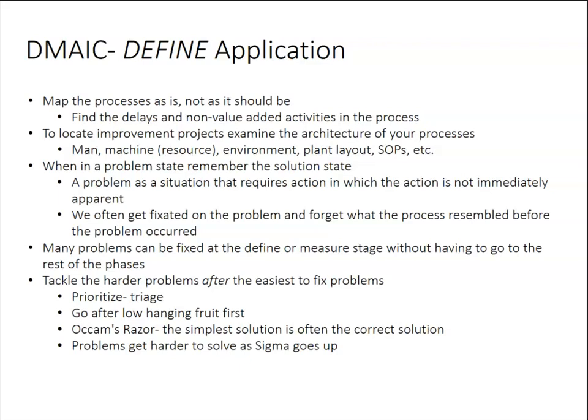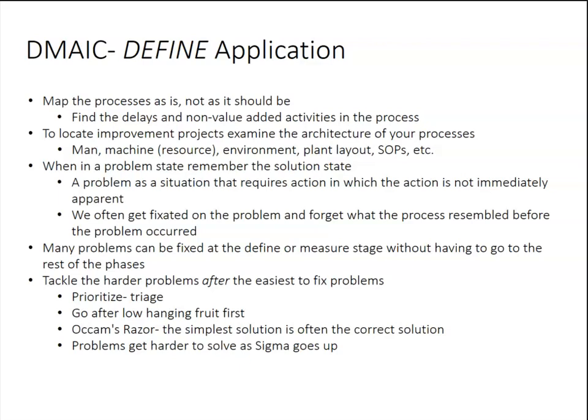Okay, so we tackle the harder problems after the easiest to fix problems. Remember, this is going after the low-hanging fruit. Once you have identified that we can make these quick changes and have a benefit, obviously you're going to want to make those changes first. And then you're also going to triage and prioritize the problems as they come in. This is a business imperative, or this is what we want to do, the needs from the wants.